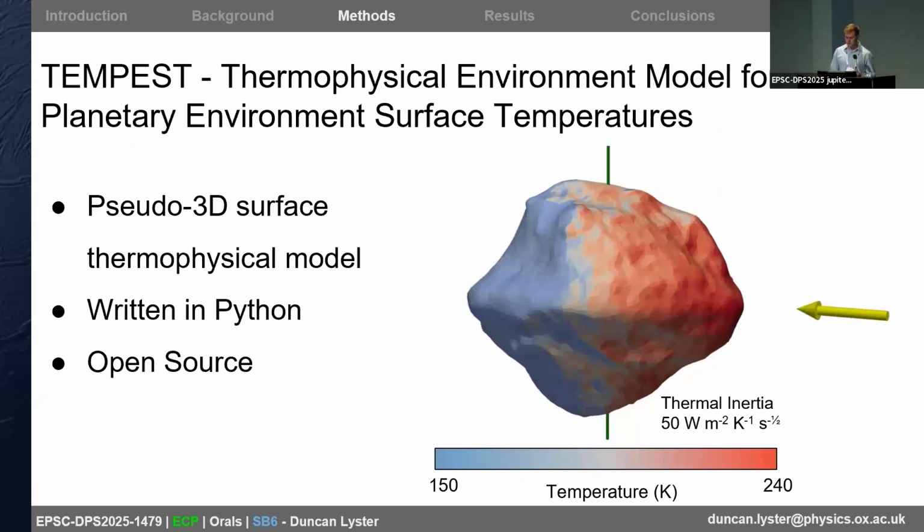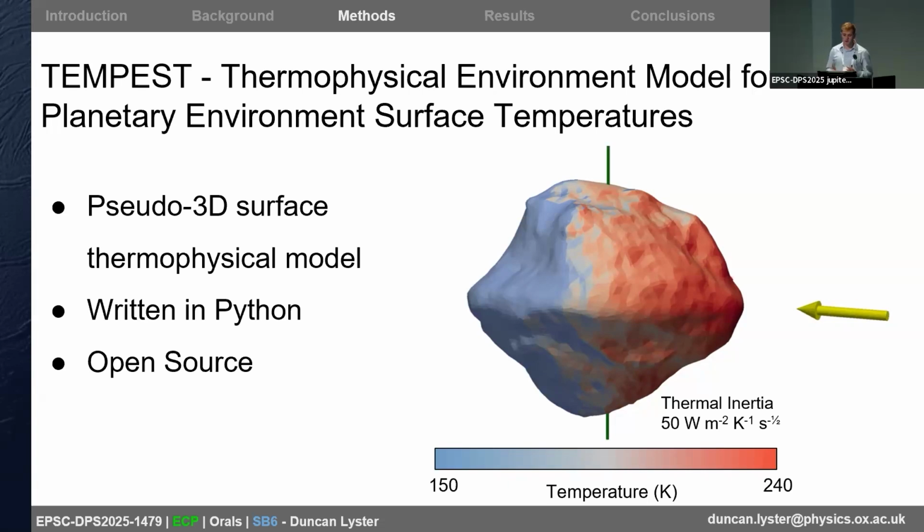So TEMPEST is a pseudo 3D surface model. What that means is one of the inputs to the model is an STL file, a 3D shape model. And STL files are divided into triangular facets. For each of those facets, the model solves a 1D thermal conduction equation. That's based on the amount of heat received from the sun, and that is dependent on the position of the facets, the way that the body rotates, and effects like shadowing from other parts of the model.